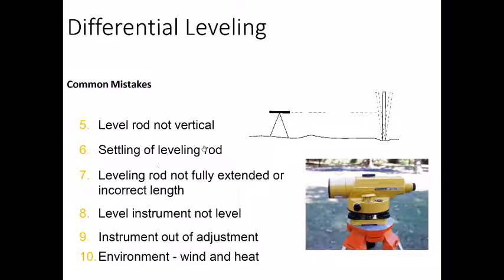Settling of the leveling rod happens when the legs of the tripod stand are not anchored firmly into the ground, because once you anchor them, after that you level the instrument. But if you don't anchor them and level the instrument, they might settle into the ground a little, and that will disturb your leveling, the horizontal plane of the line of collimation, and that would mean the reading you take would be wrong. Then we have some other errors like environment, wind, and heat. We'll see how they cause an error.